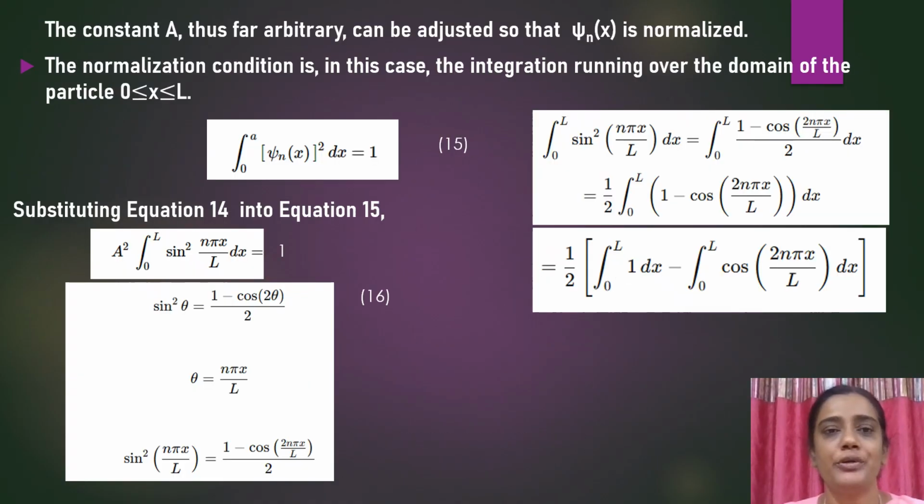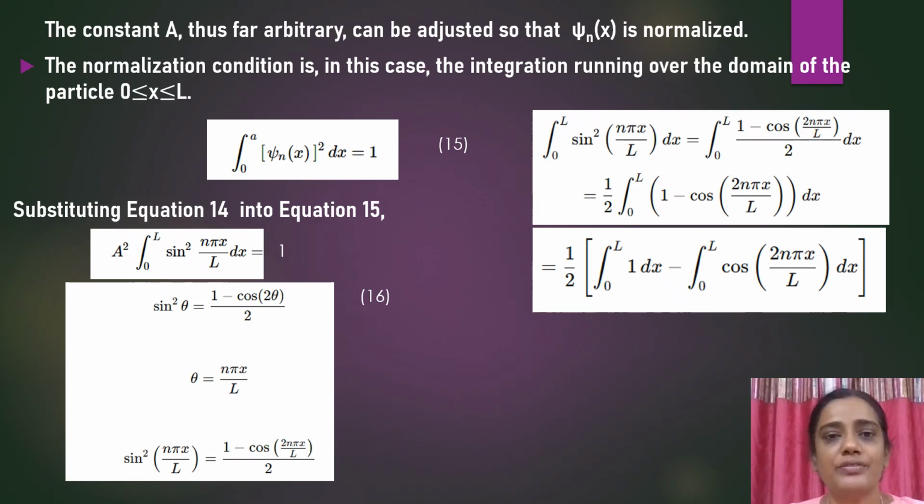Since the value of A is arbitrary, it can be adjusted so that the wave function is normalized. We know the normalization condition, that is, the integral over the two boundaries should be equal to 1. So, integration over 0 to a, where these are the two boundary conditions, of psi n of x the whole squared into dx equals 1. This is the normalization condition.